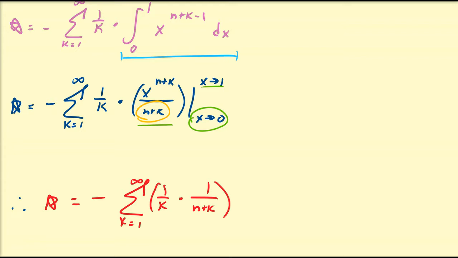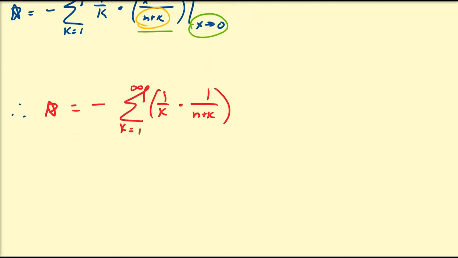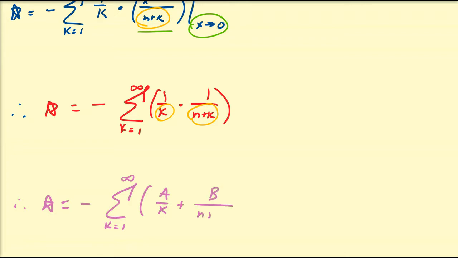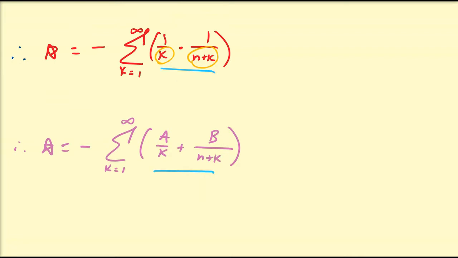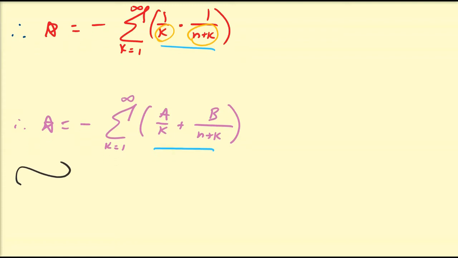So it's an infinite sum of a product of two fractions. To evaluate this infinite sum, we're going to try and decompose this product into a sum of two fractions with these denominators k and n plus k. So we're going to assume that there exist constants a and b, such that this summation can be rewritten as the sum from k equals 1 to infinity of a divided by k plus b divided by n plus k, where this expression here is equal to that expression. So let's take a moment to figure out what a and b should be.